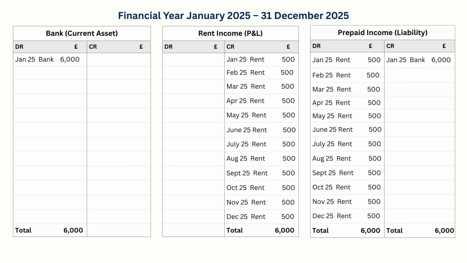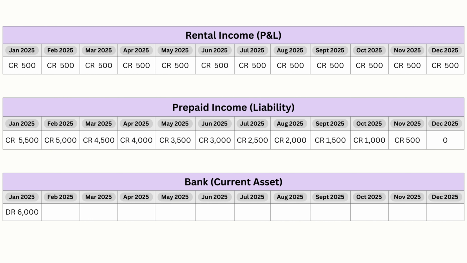Let's look at the full picture for this rental income. On the 1st of January 2025, the business receives £6,000 in cash. This is shown immediately in the bank account because cash has come in. However, this payment covers the entire year from January to December, not just January. Under the accruals concept, we cannot recognise the full £6,000 as income straight away. Income must be matched to the period it relates to, which in this case is spread evenly over 12 months.